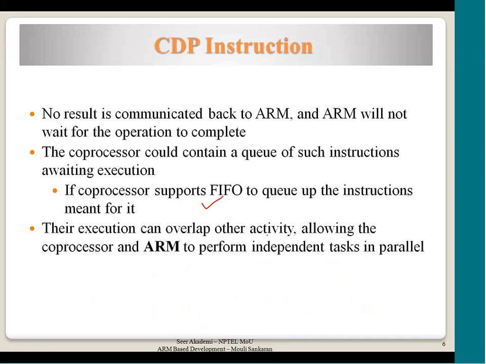Their execution can overlap other activity, allowing the coprocessor and ARM to perform independent tasks. So ARM is doing its own processing and the coprocessor is doing its own job. They are all running in parallel, that we should keep in mind. That is the advantage of having coprocessors. If ARM and coprocessor are not running in parallel, then we are not getting the benefit of designing hardware specifically for processing the coprocessor instructions.